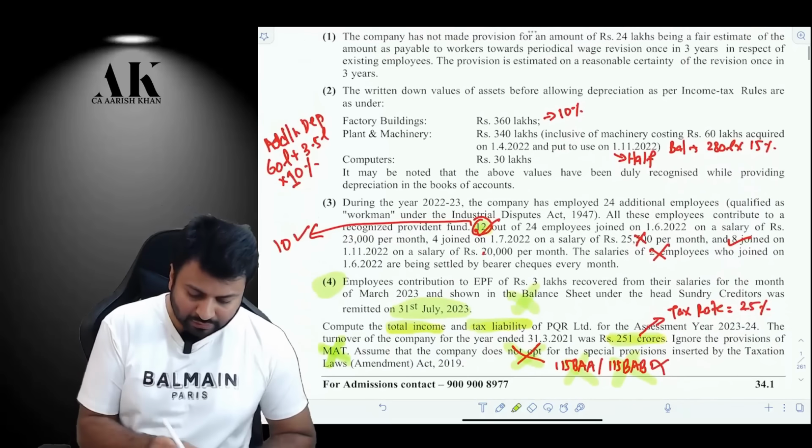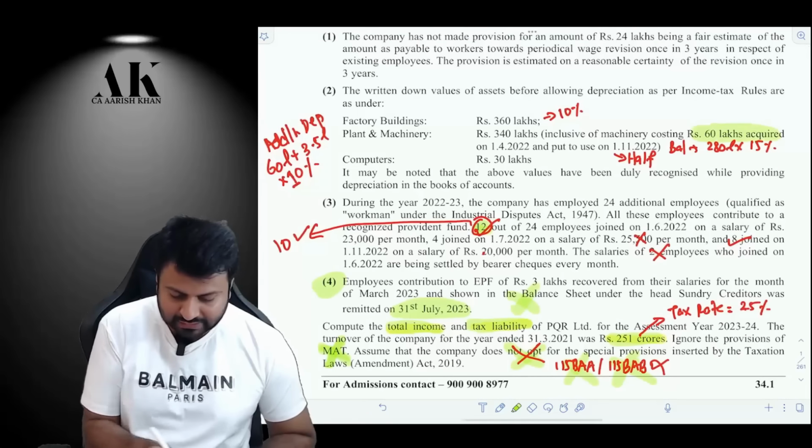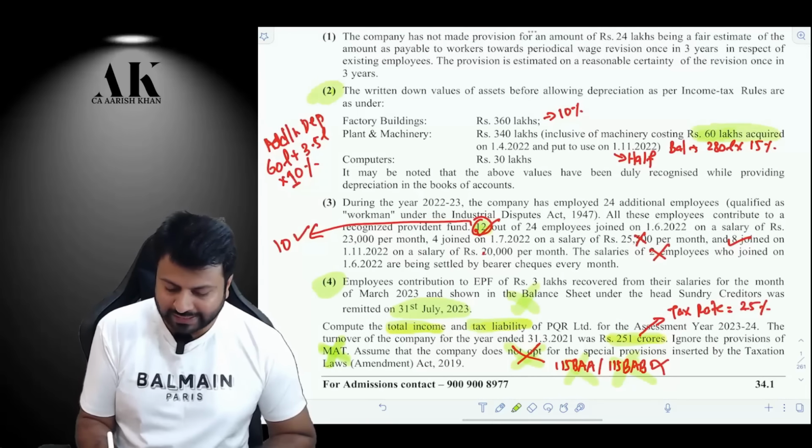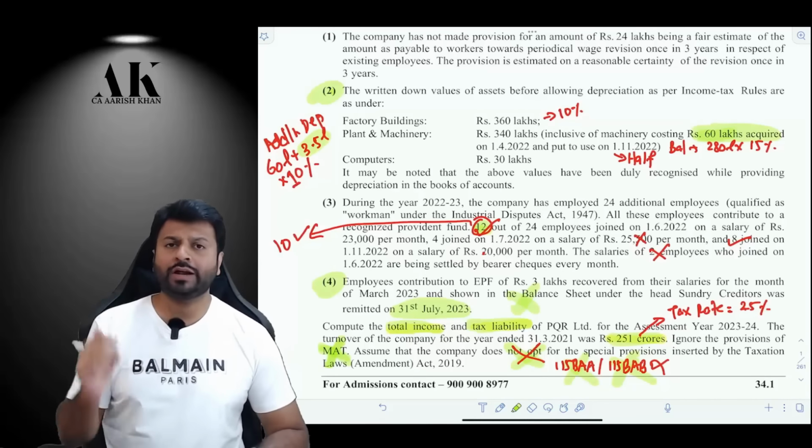So that 3.5 lakhs you have to add back to the cost of this new machinery, which is given in adjustment number 2 below. So 60 lakhs plus 3.5 lakhs, you have to add back to the cost of the machinery.